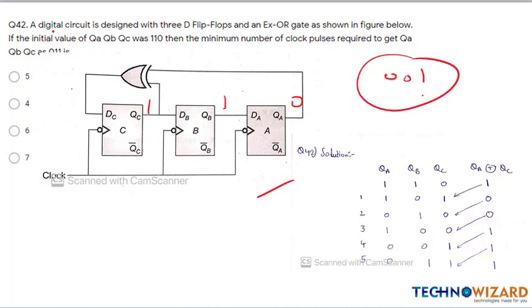Sorry, one second. A digital circuit is designed with 3 D flip-flops and an XOR gate as shown in the figure below.